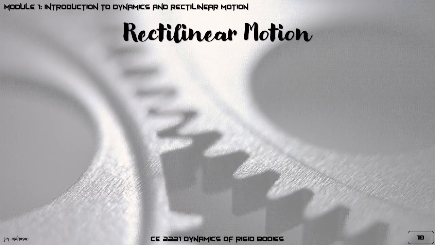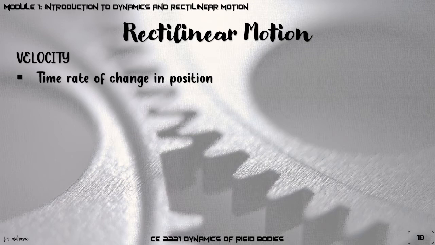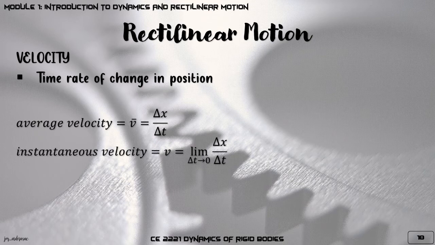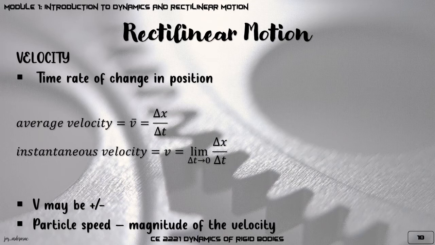So another way to define the motion of a particle is through its velocity, which is defined as the rate of change in position of the particle. The velocity can be computed as its average velocity, which is simply the change in position divided by the change in time, or its instantaneous velocity, which is the limit of the change in x with respect to time as the change in time approaches zero. So our velocity may be a positive or negative value depending on its position. The particle's speed is simply the magnitude of our velocity.